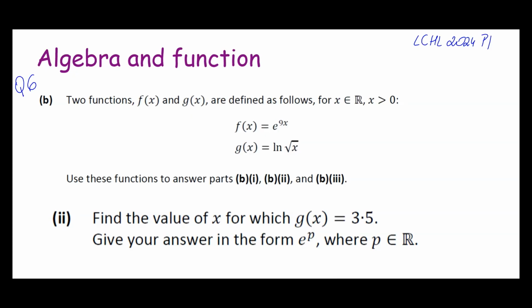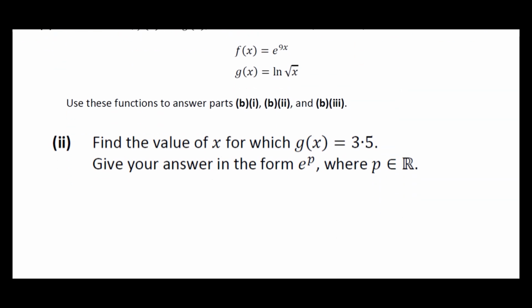So in this question, we have two functions, function f and g given. Function f is exponential and function g is logarithmic. So what do we need to do? Find the value of x for which this g function is equal to 3.5. So all of that is equal to 3.5. Okay, so let's write that.